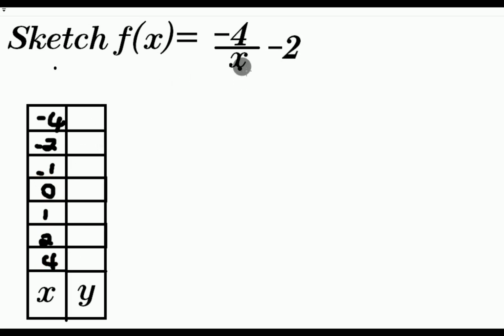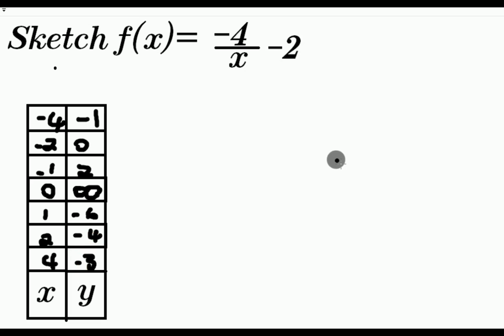Then from there you substitute the value of x, then you find the value of y. When you put in minus 4, you're going to get minus 1. When you put in minus 2, you're going to get 0, then 2, then undefined, then minus 6, minus 4, and minus 3.